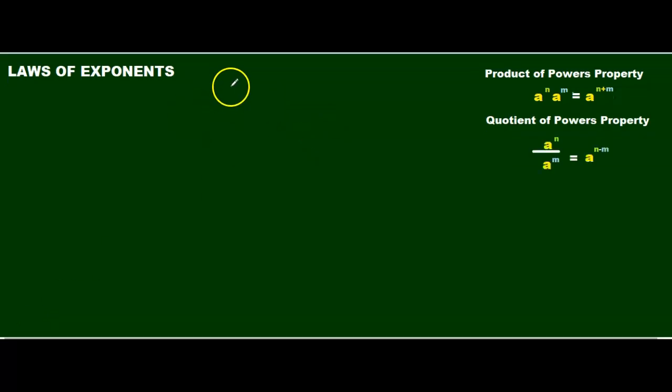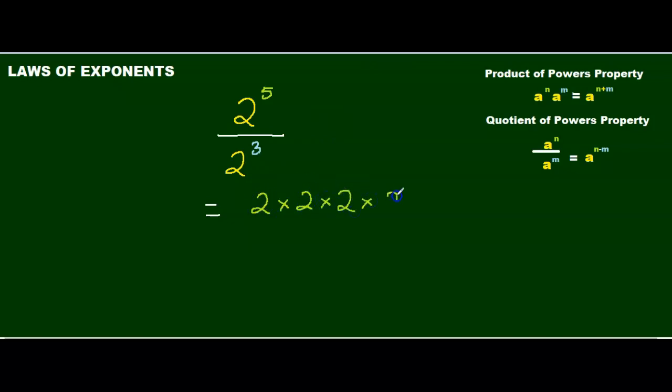Let's go back to a specific example. Let's say we have 2 to the power of 5 divided by 2 to the power of 3. What does that mean? Well, 2 to the power of 5 means we have 2 times 2 times 2 times 2 times 2, 5 times. And 2 to the power of 3 means 2 times 2 times 2, 3 times.